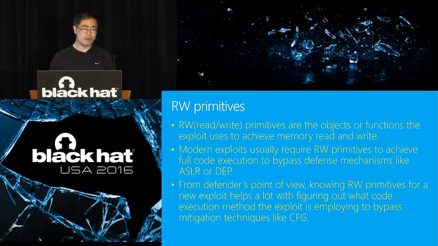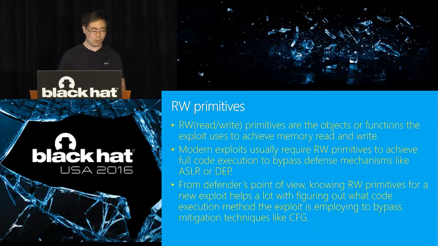Before ASLR and DEP, a lot of exploits didn't need these RW primitives. They just corrupted some adjacent object, or they already knew some fixed address and just jumped there. That kind of technique worked. But after ASLR and DEP were introduced, you need full RW primitives to achieve RCE. Having RW primitives doesn't mean you get RCE. Even with full read and write privilege on your target process, you can still fail to achieve RCE.